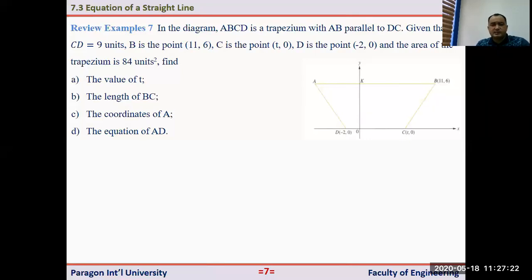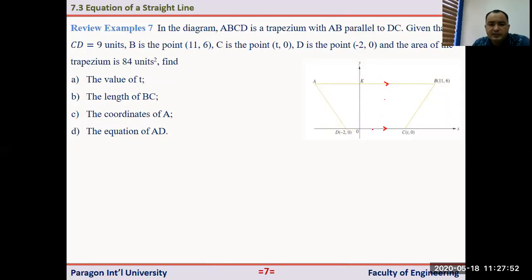In this question, it says that ABCD is a trapezium with AB parallel to DC. As you know, trapezium is a special quadrilateral with a pair of parallel sides, right? So these sides are parallel. This one is AB, and this one is CD. These sides are parallel. Okay. Given that CD is 9 units, so this CD is 9 units.